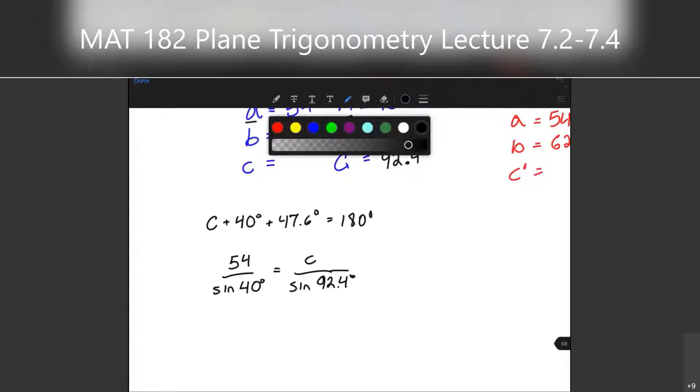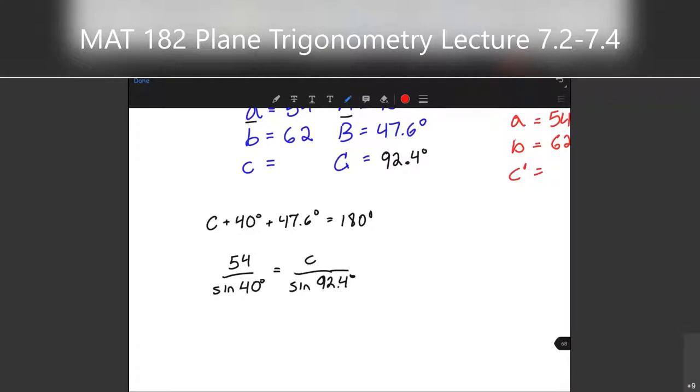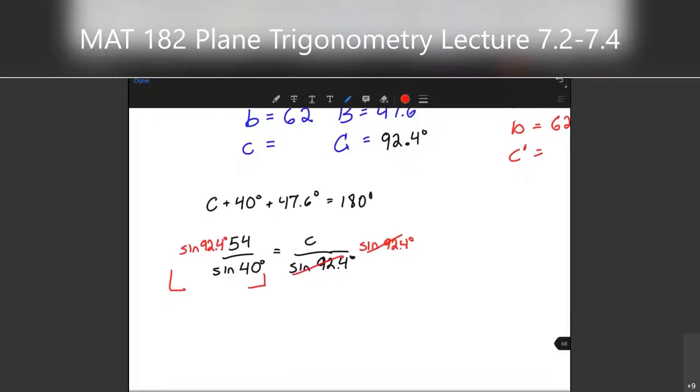And if we have the side length in the numerator, that's kind of the most helpful place for that variable to be, because now we can just multiply by sine of 92.4 on both sides. And those will cancel out to give us just the C side. So let's take a moment again and just place this side into your calculator. This is going to be the side length C.